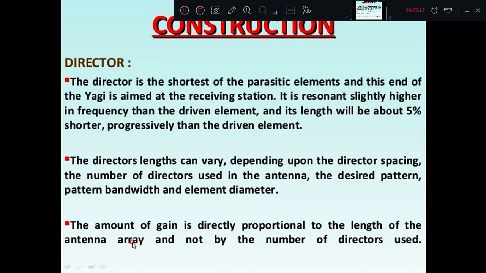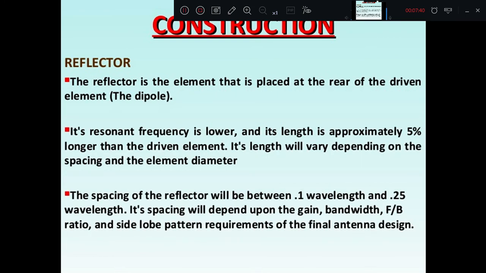So antenna array means the array of the directors here. The length of the antenna array, not the number of directors used, determines the gain. Even if you have used 20, 30, 100, 200 directors, gain does not depend upon the number of directors used. It depends upon the total length of the antenna, for directivity as well as gain.